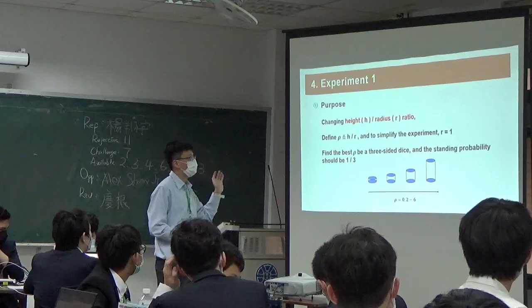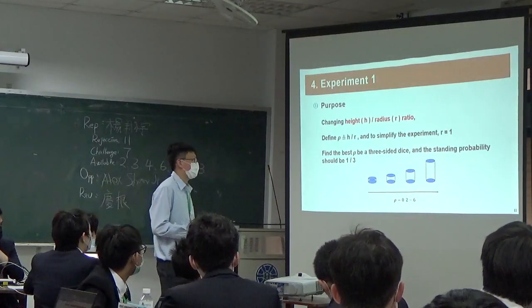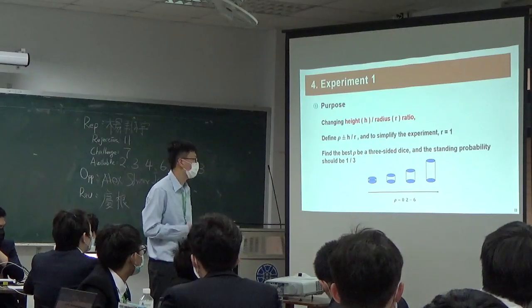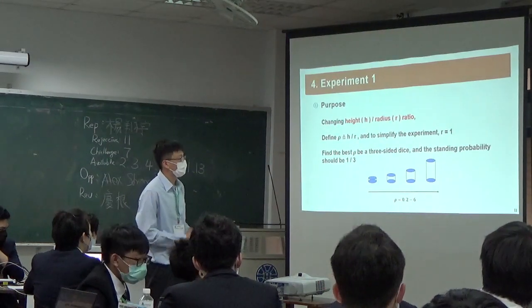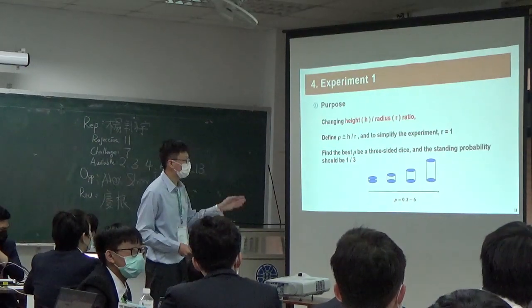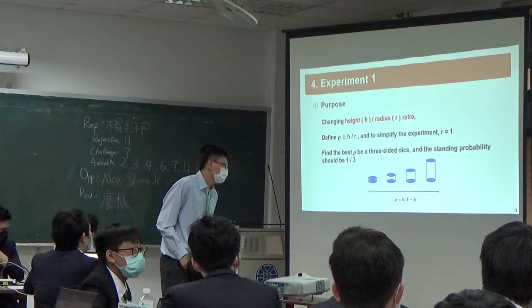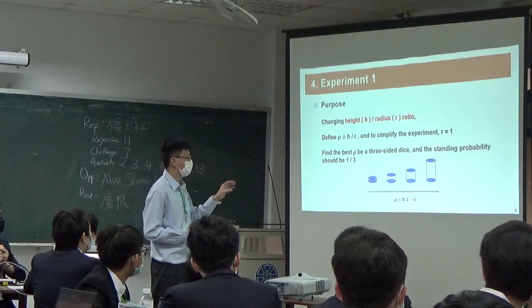And for experiment 1, we change the height radius ratio, and we define lambda as H divided by R. We want to get the best lambda to be a three-sided dice, so the standing probability should be one third. And as you can see in the image below, we change lambda so as to change the height of the cylinder.